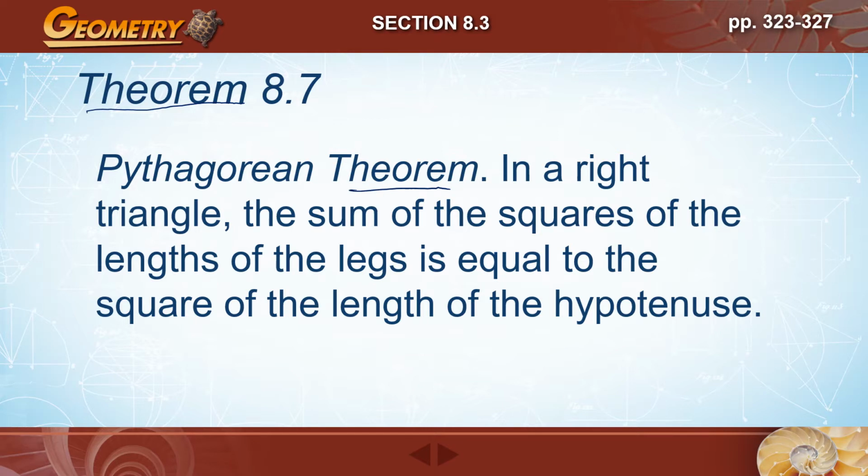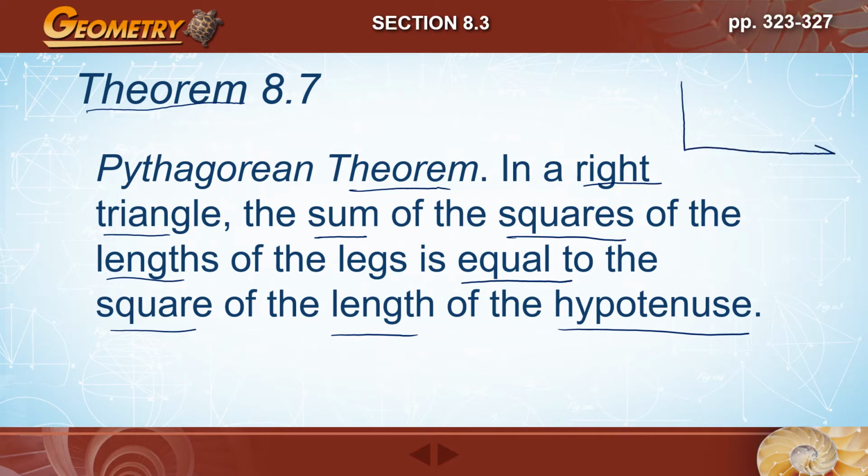In a right triangle, the sum of the squares of the lengths of the legs is equal to the square of the length of the hypotenuse. Okay, so let's break that down. We're dealing with a right triangle, and it's a sketch, so it's not perfect, but in a right triangle, the sum, so we're adding something, of the squares of the lengths of the legs.